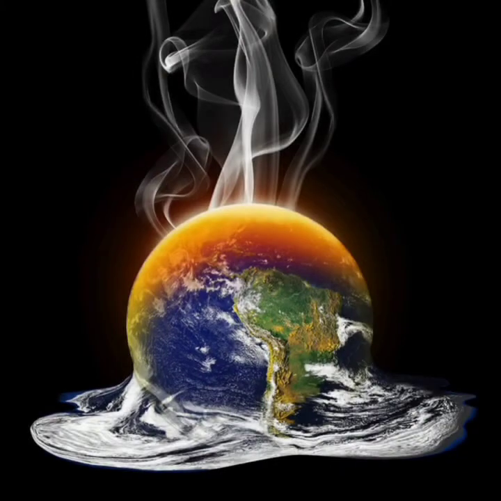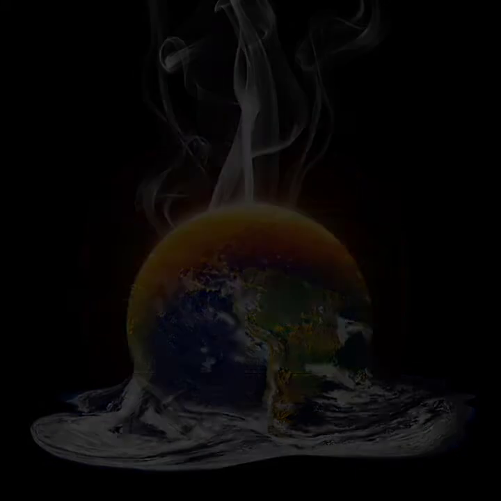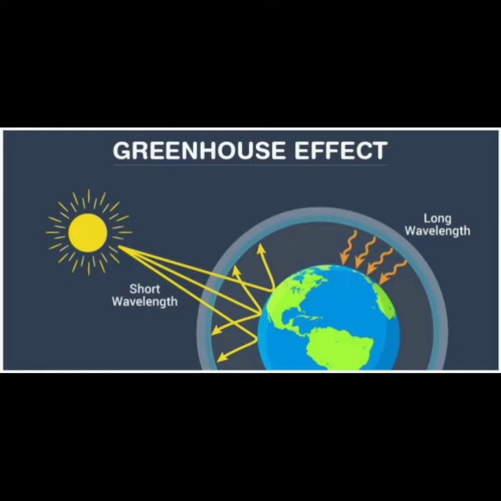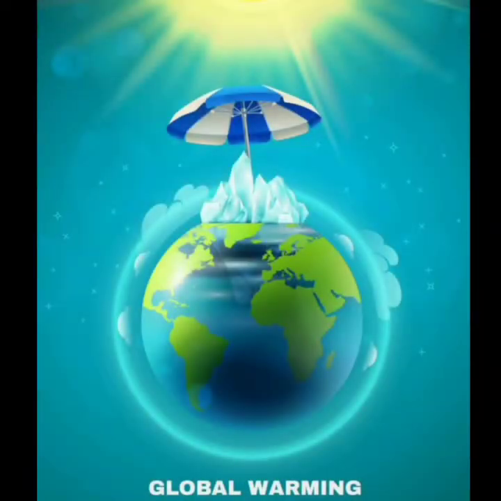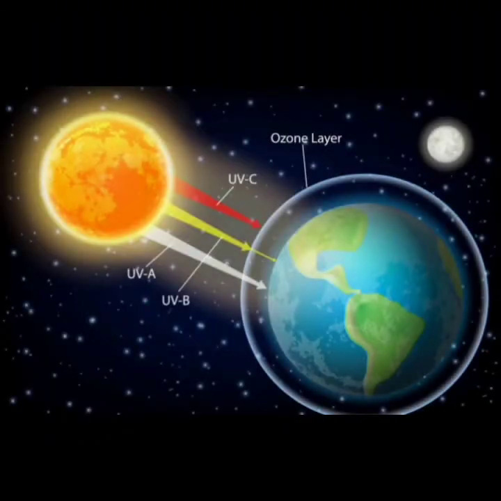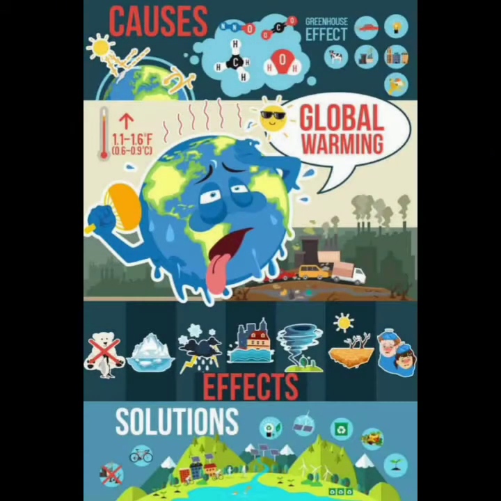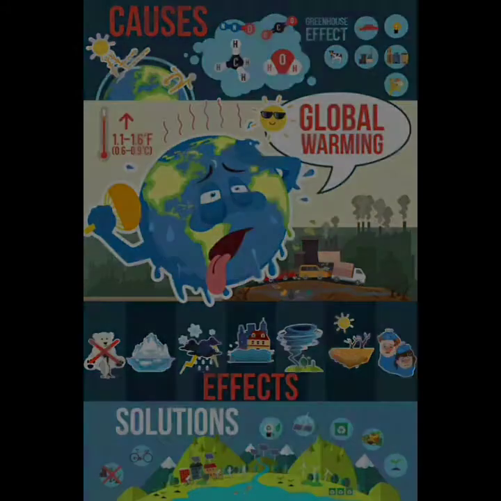The prime cause of global warming is the greenhouse effect. The greenhouse effect is caused by gases which absorb and reflect radiant energy. The gases responsible for the greenhouse effect are greenhouse gases. They are CO2, methane, ozone and water vapor. We need greenhouse gases in moderate quantities for maintaining average temperature.